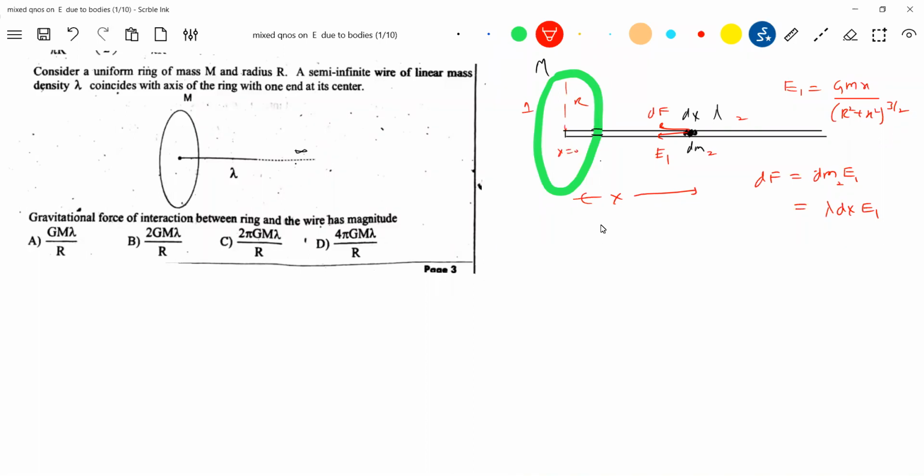This is x equals 0. This end is infinity. Integrating 0 to infinity will give the force of interaction. This is the mathematics. If you are very good in integration, yes, you can have this approach. Without integration also you can do it.